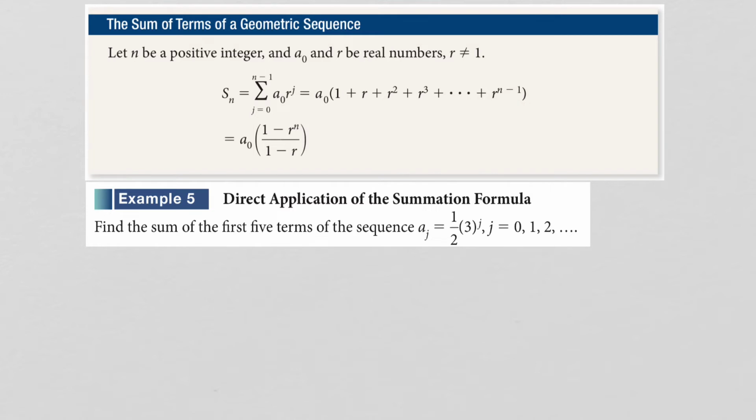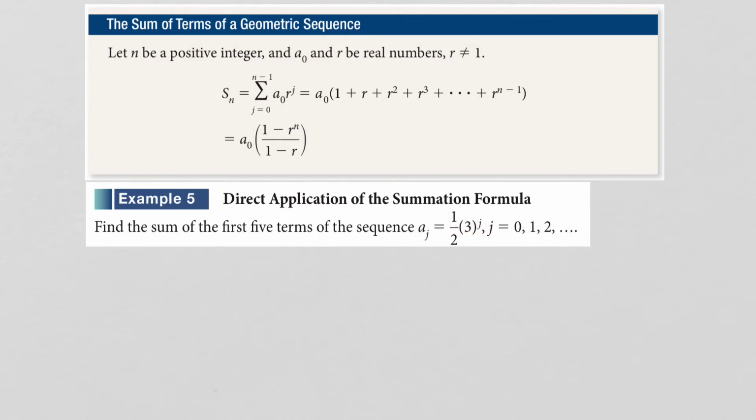Okay, you have to be kind of careful because when you have it in summation notation, n is not the number you see on top when you're starting at 0. Okay, so for example, if you go from 0 to 10, n is actually 11, right? So you have to be a little bit careful with that. But let's go ahead and take a look at this first example where it says to find the sum of the first 5 terms of the sequence given by a_j equals 1/2 times 3 to the j.